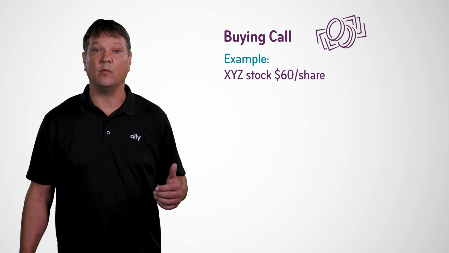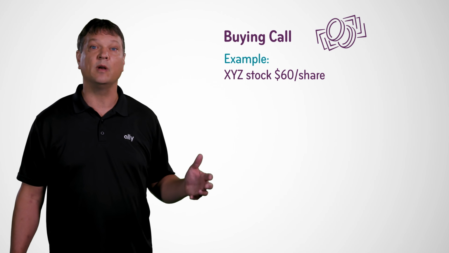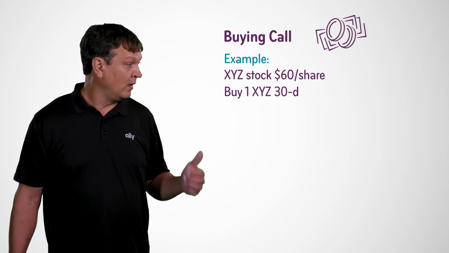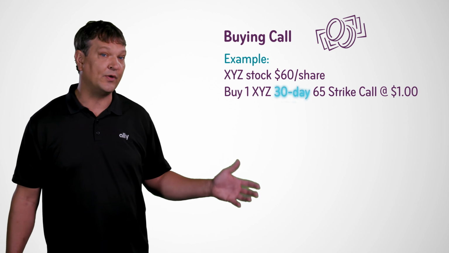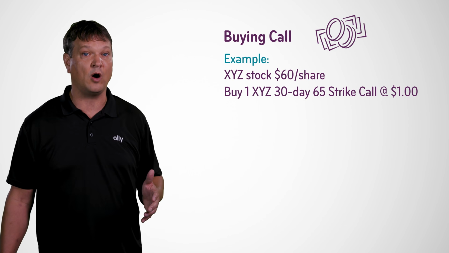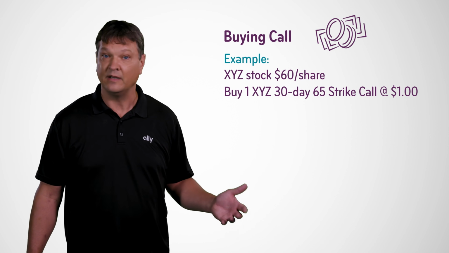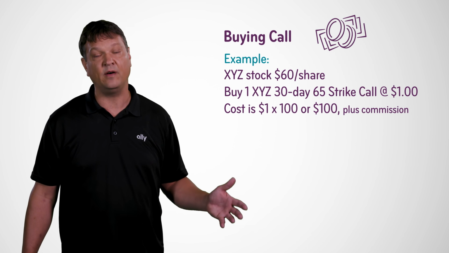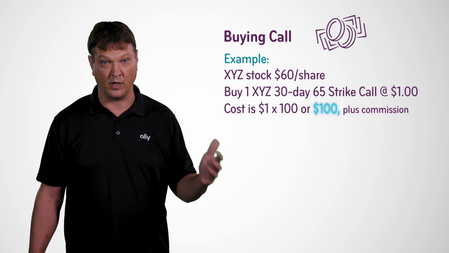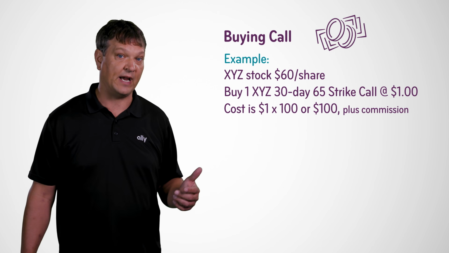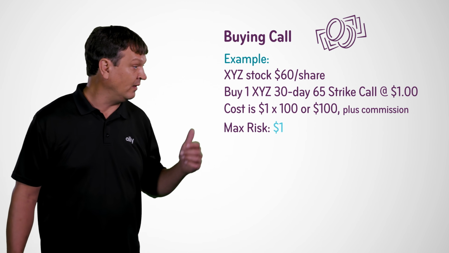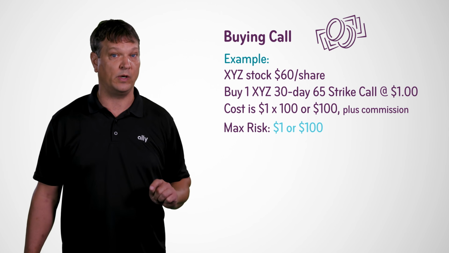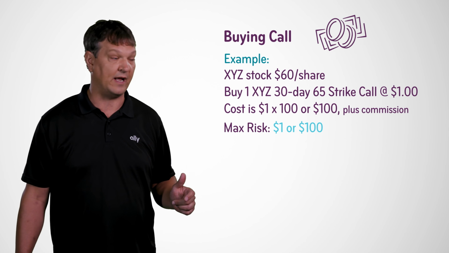Our forecast is that we are bullish on the marketplace, so we're going to buy an option contract. We think the stock market is going to go up. We see our XYZ 30-day 65 strike call option is trading for $1. Now that's very inexpensive relative to buying the stock. If it's trading for $1, that means that our total cost is $100 plus commission to buy this option contract. Now, our max risk will be that $1 if we only buy one option contract, or $100.